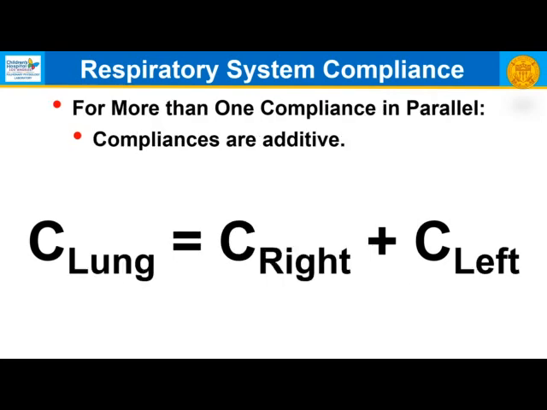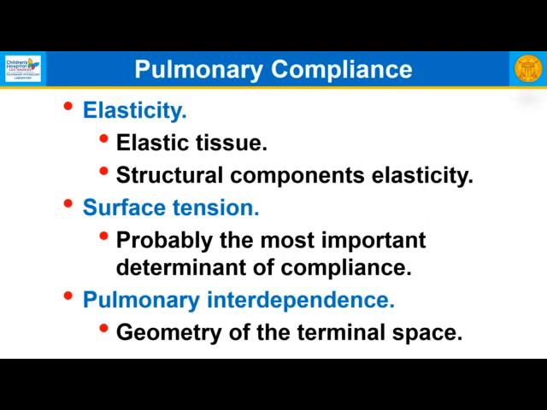For more than one compliance in parallel, compliances are additive. So if I wanted to measure pulmonary compliance, for example, I could measure compliance of the right lung plus compliance of the left lung to get total lung compliance. All right. In parallel, they're additive. In series, reciprocals are additive.